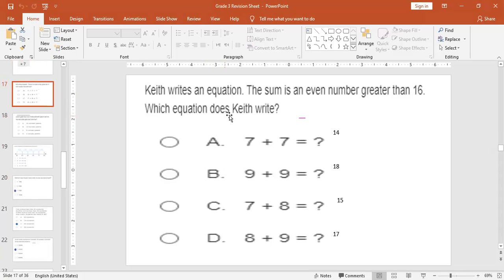Keith writes an equation. The sum is an even number greater than 16. Which equation does Keith write? Of course, the first thing is that he wants an even number. So 14 is even, 18 is even. 15 is odd, 17 is odd. But he wants an even number greater than 16. 14 is not greater than 16, so the answer is 18. Number B. Okay.